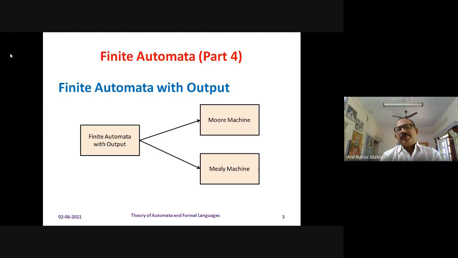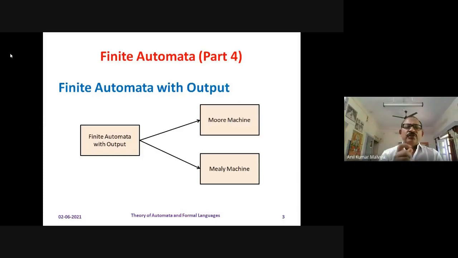In finite automata, we can associate output capability with the machine. When we associate the output capability to each state of the finite automata, the resulting machine is called a Moore machine. When we associate the output capability to the transition of the model, the resulting machine is called the Mealy machine.